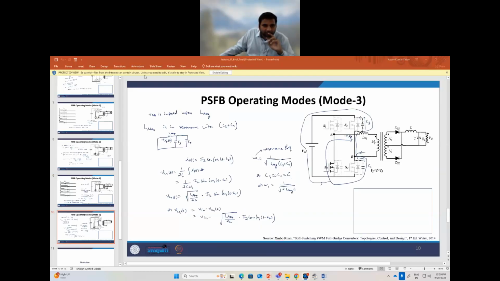One question asked by one of the participants, let me see that. Sir, can a totem pole PFC stage be utilized as a bidirectional front end for designing an onboard charger when combined with a dual active bridge as the isolated DC-DC stage?